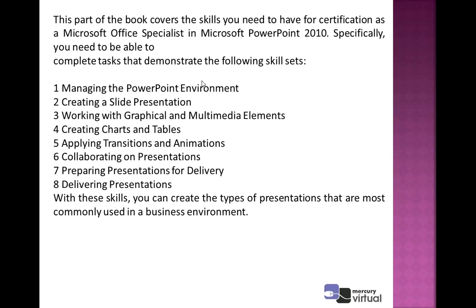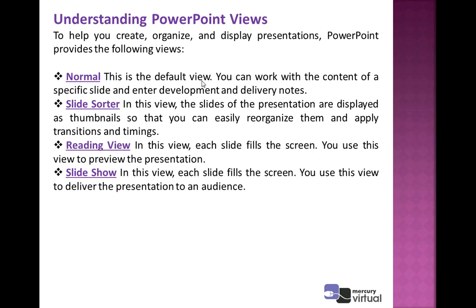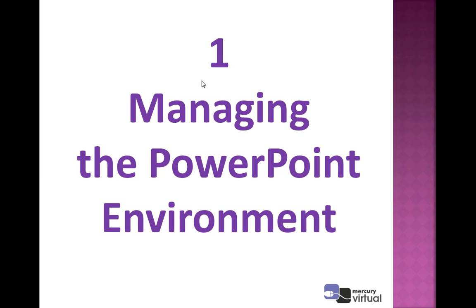In the last class we discussed what is the syllabus, means what are the contents that are available in MS PowerPoint 2010. Then we took a quick overview of MS PowerPoint 2010. What are the views available, that is normal, slide sorter, reading view, slide show view. Then how to select a text. If I want to select a word, then double click on it. If I want to select any bullet, then click its bullet and the word will be selected.